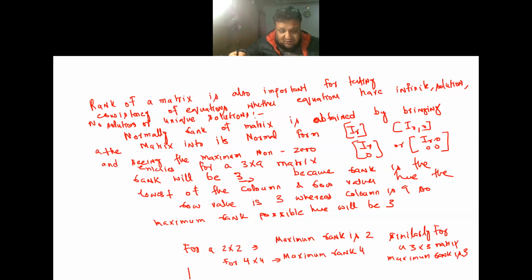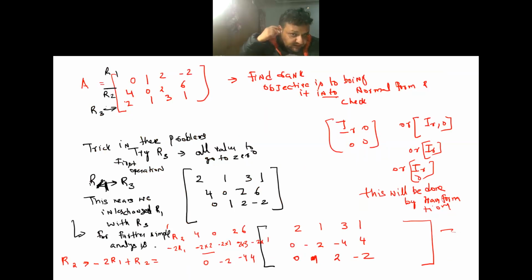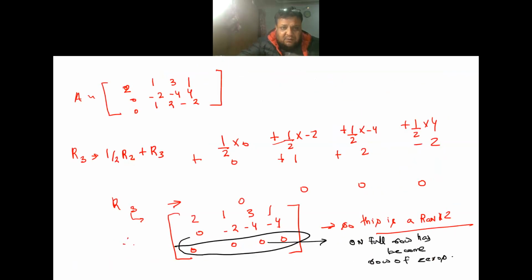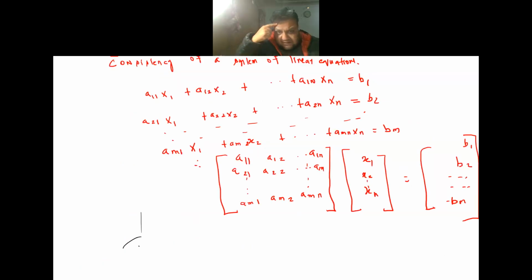Suppose it was the opposite, 9 cross 3. Again, it would have been the column rank. Okay, this is the concept that we are going to apply there. So same way, now let's see what are the types of problems that are appearing in the GATE. Okay, so what is the consistency of an equation?